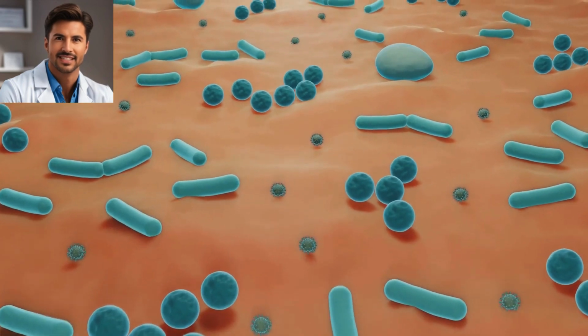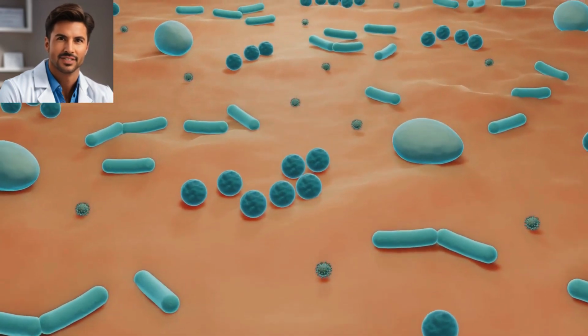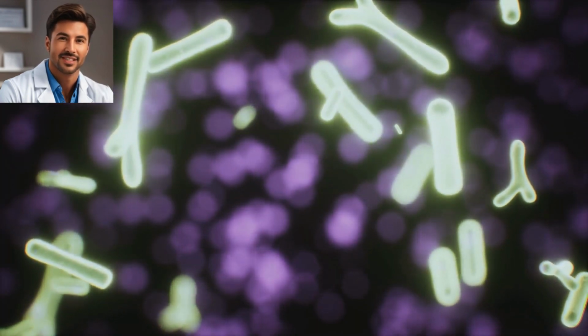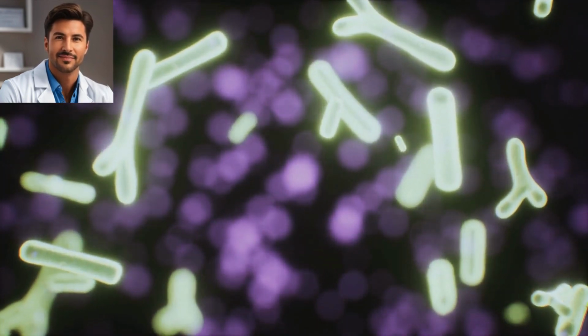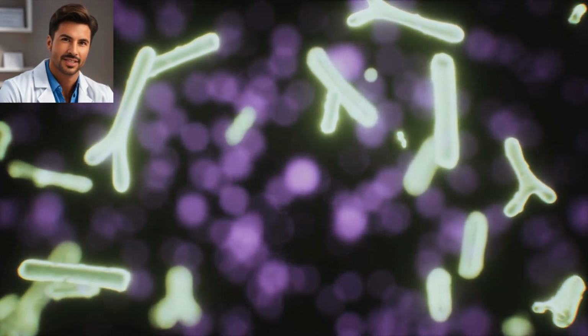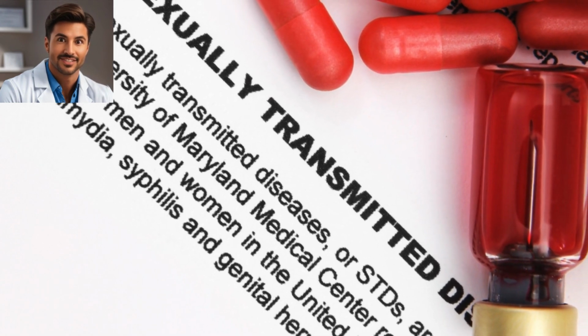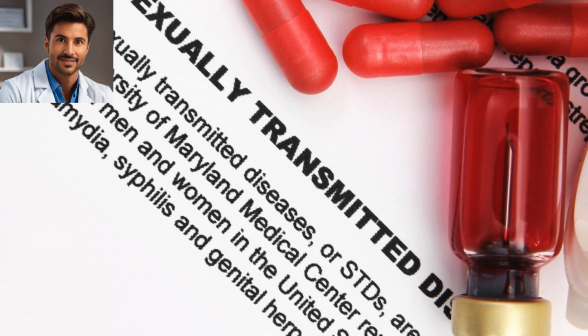Here's how it works. Most cases of PID start with bacteria entering the reproductive system through the cervix, the opening to the uterus. The bacteria can spread upward, causing inflammation, irritation, and sometimes even scarring in the fallopian tubes and other organs. One of the most common causes of PID is sexually transmitted infections, STIs, especially chlamydia and gonorrhea. But that's not the only way it can happen. Sometimes normal bacteria from the vagina can travel the wrong way, leading to an infection, especially after childbirth, miscarriage, or even certain medical procedures like an IUD insertion.